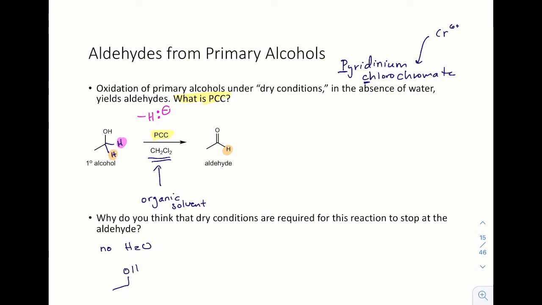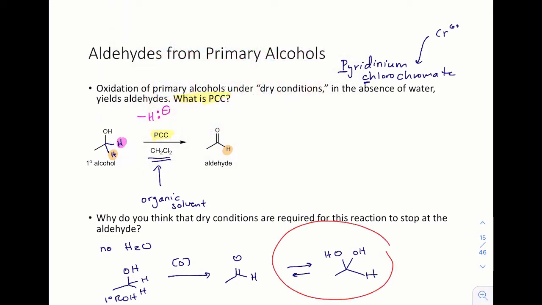So after that first oxidation of the primary alcohol to the aldehyde, the hydrate is not formed. That required water and an acid or base catalyst. It's not formed. So if it's not formed, no further oxidation will occur. That hydrogen atom will be retained, and we can see it there in the aldehyde.